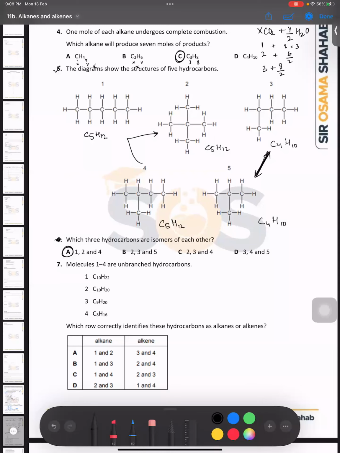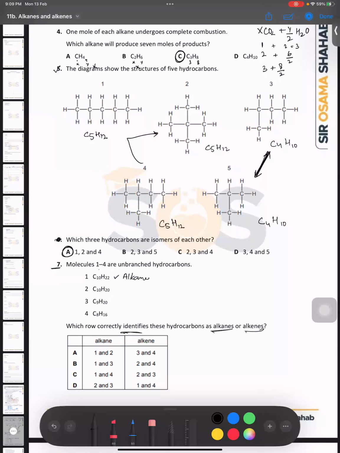Then question number 7, 6, 5 we have already done. Molecules 1 to 4 are unbranched hydrocarbons. Which option correctly identifies these hydrocarbons as alkanes or alkenes? So we know that if the hydrogens are double plus 2 than carbons, then it would be alkane. So it would be alkane, definitely.